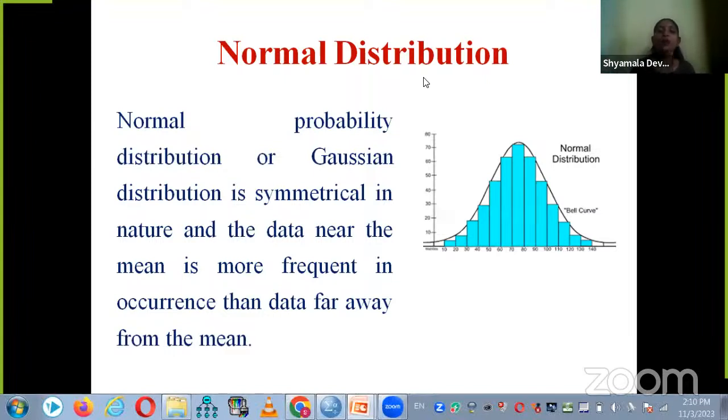So how to minimize this error? Only if the error is large will you not get the normal distribution. So in order to minimize the error, you should increase the sample size. Once you increase the sample size, your error will automatically decrease. So this is how you can minimize the error. Now let's see how to check the normality of the distribution.